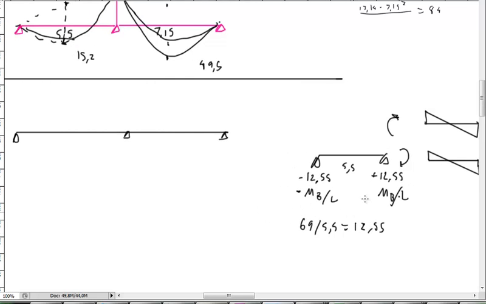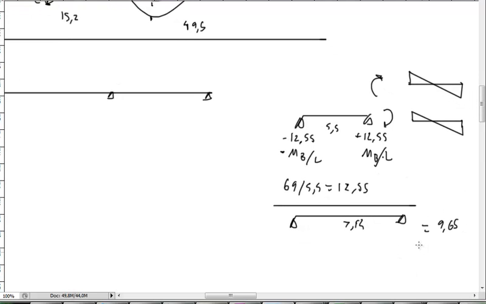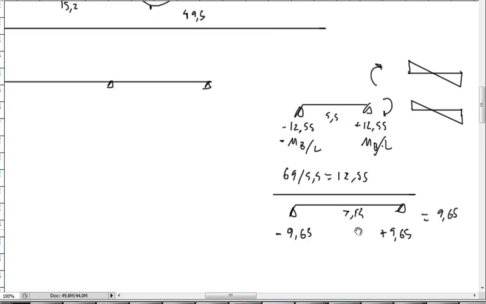So we have that for that one, and then for the other part, for the slightly longer part, 7.15, it's going to be slightly less. So 69 divided by 7.15 is equal to 9.65. So again, it's going to be on the other side, so it's going to be minus 9.65 there, plus 9.65 there, and then you just do the standard one.